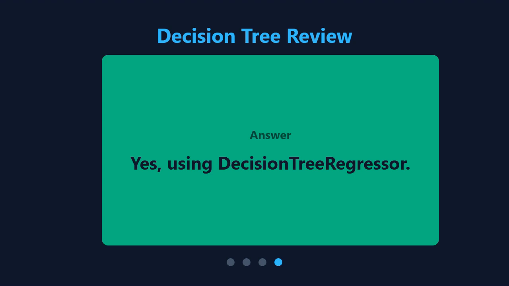Question 5. What causes overfitting? An overly complex tree that learns training-specific patterns. Question 6. How can we control it? Use parameters such as max depth, minimum samples per split or leaf, maximum leaf nodes, and pruning. Question 7. Can decision trees perform regression? Yes. Use decision tree regressor.